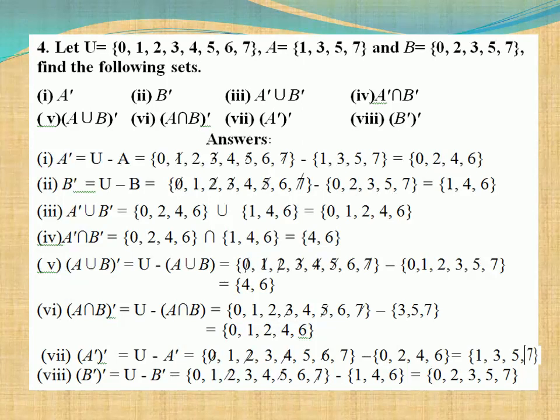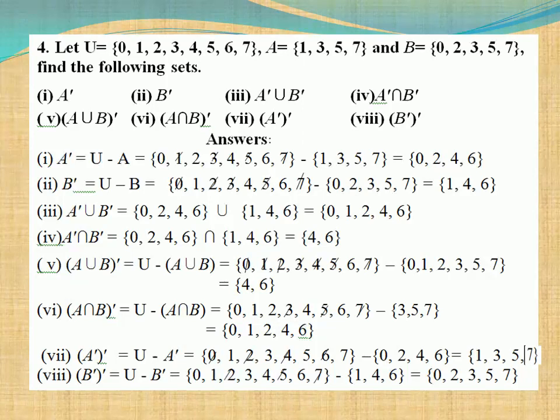And B dash equal to U minus B. Set of all universal set minus set of all B. Cancel the common elements. The remaining elements from U is 1, 4, 6. And A dash union B dash means take all the elements from A dash and B dash, write it down. That is 0, 1, 2, 4, 6. 4, 6 already repeated, so you have to write once. And fourth subdivision, A dash intersection B dash. Common elements from A dash and B dash, that is 4 and 6.